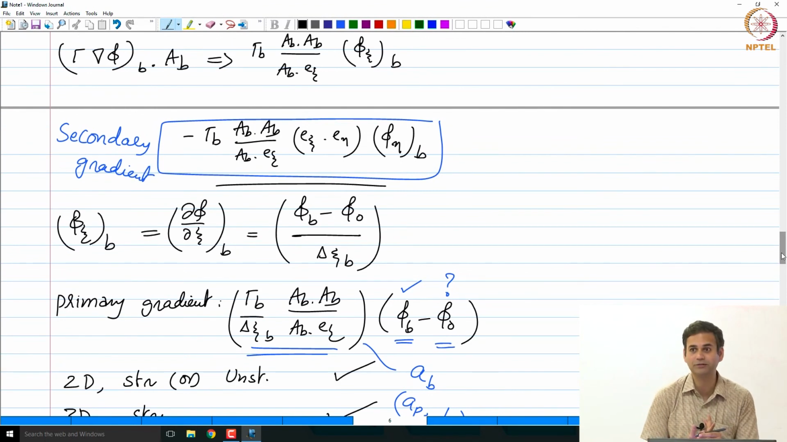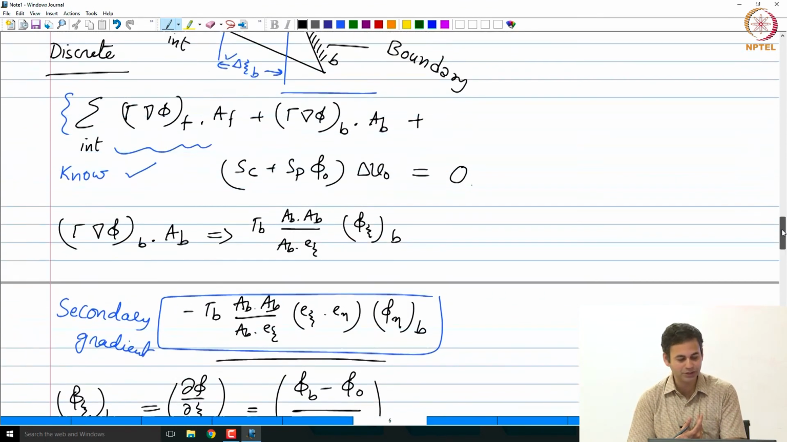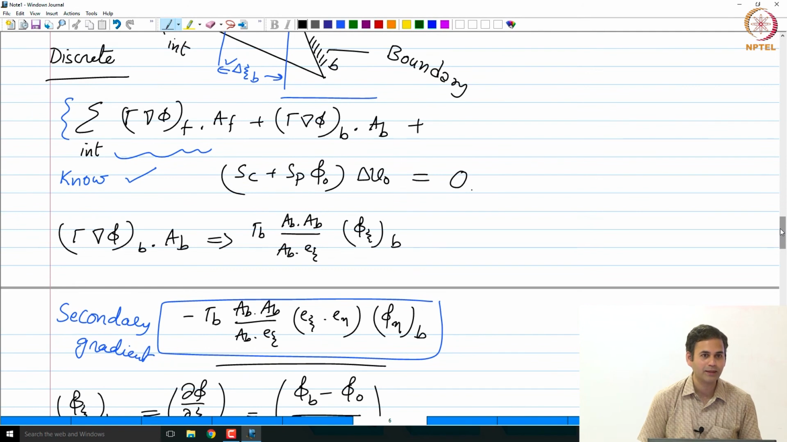What will be specified if you have a homogeneous Neumann? Grad phi will be specified, right? Grad phi will be specified in which direction? In the z direction. So, what will happen to the primary gradients? Primary gradients is the term that goes away, right? What about the secondary gradients? Would that remain? That will still remain, right? So, that will still remain. That is how you would implement, right? Now, how do you do for mixed boundary conditions?